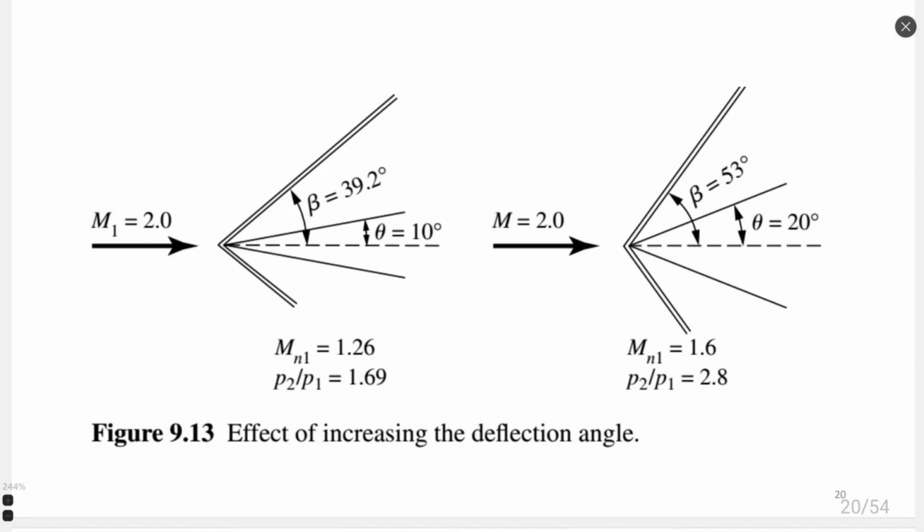With the smaller value of the body angle, we have a smaller normal Mach number, right, and we also have a smaller pressure rise through the shock wave. With a bigger angle of the body, the Mach number, the normal component, is also bigger, and the pressure ratio would be bigger.